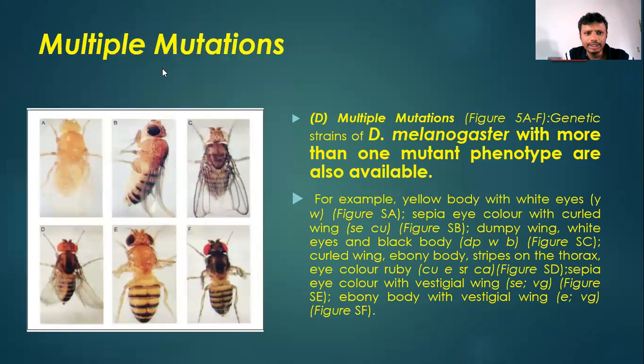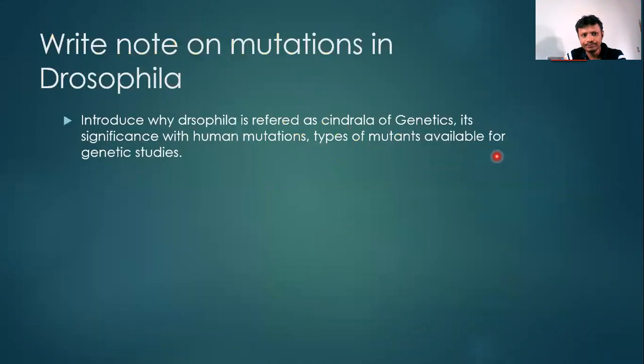Then comes the multiple mutations. As I said, sometimes there will be a normal wing. No, there will be a yellow body with vestigial wings. In the same way, sepia body with vestigial wings, or wingless with white eye. So like that, there are multiple mutants, or you can say mutations present in the same Drosophila. So these are called multiple mutants.